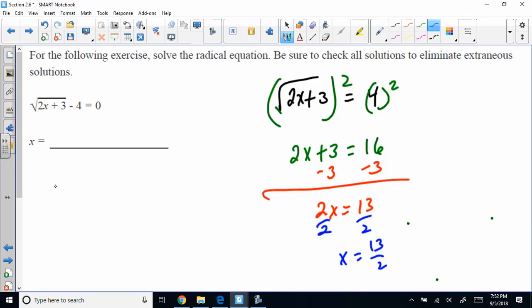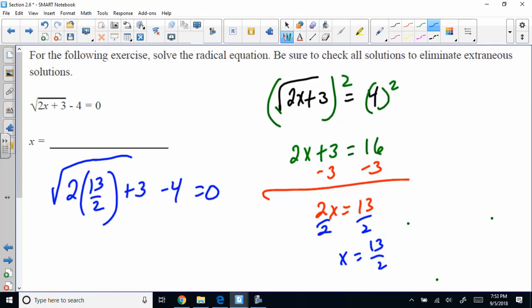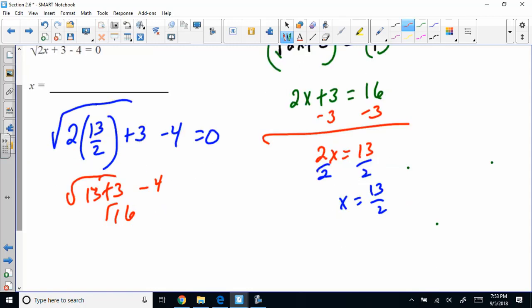I love to keep things as fractions. So this becomes what? Yeah. So that's the square root of 16, right? Minus 4 equals 0. So that's 4 minus 4 equals 0. It works, right?